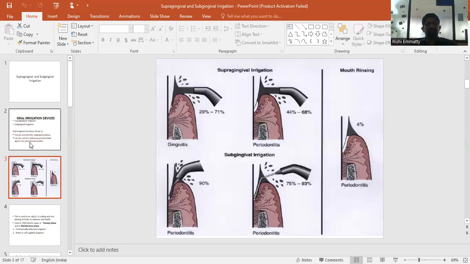You can see the different diagrams there. So it has a reduction of 39% and 71%. In periodontitis, it is 44 to 68%, mainly with subgingival irrigation, and in some cases supragingival. In subgingival, it shows up to 90% reduction in periodontitis, mainly in the localized area. Local drug delivery gives 72% to 93%, and mouth rinsing reduces around 4%.